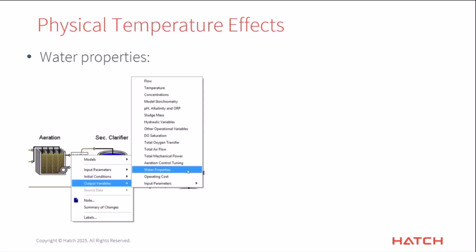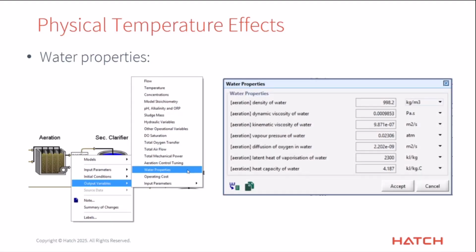Just starting with the water properties, this is also a relatively new thing in GPSX that we broke out some of the calculations and made a menu here for you to look at if this is important to you. At any connection point, you can right-click, go to Output Variables, go to Water Properties, and you'll open up this menu, which gives you the details of the density and the viscosity and various vapor pressure and other things. Not all of this is sensitive to temperature, but density and viscosity is. So you will see those change.